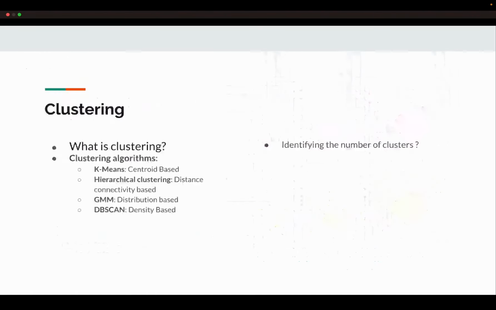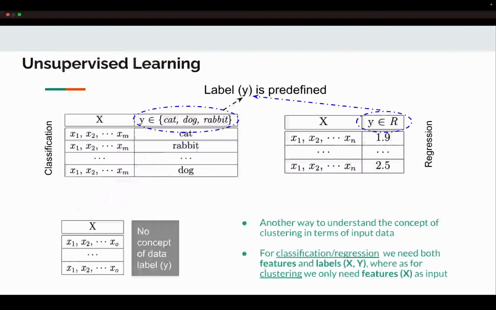And if I go back to my first slide, we are saying that supervised learning, like for classification and regression, is learning with both features and labels. And in the case of unsupervised learning, we are learning something only from the feature space, with no predefined labels provided.